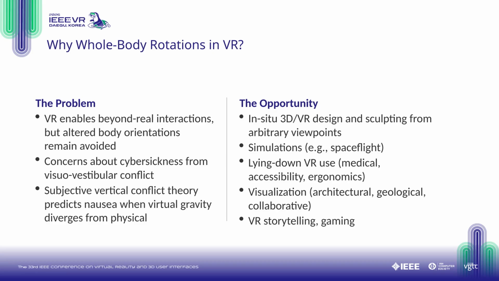VR lets us do things that are impossible in the real world, what some call beyond real interactions. But one affordance that remains largely avoided is altering the user's virtual body orientation in pitch or roll. The reason behind this is visual-vestibular conflict. When what you see disagrees with what your inner ear reports about gravity, the expectation is that people will get sick. The subjective vertical conflict theory specifically predicts that sickness is most likely when the perceived gravitational vertical is misaligned between the real and virtual world.